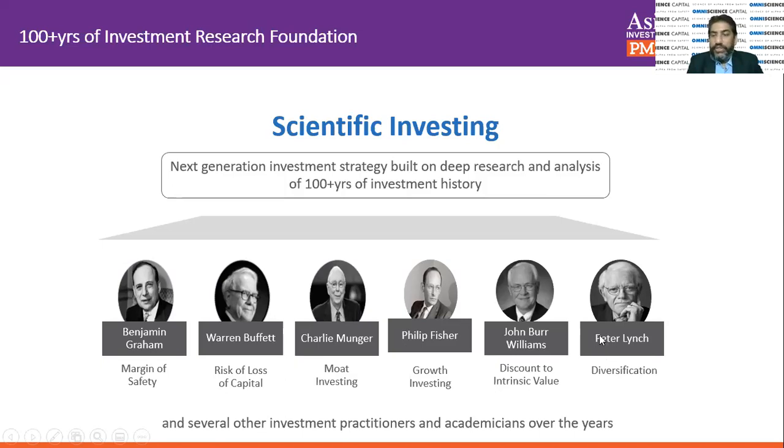You will think it's bigger than the market, but at that point of time, the US had nearly 5,000 companies listed. And even today, there are more than 3,500 companies listed on the US market. And I'm not talking about penny stocks. I'm talking investable companies. And there are many other investment practitioners and academicians who have contributed to this learning. So all of that culminates into scientific investing.